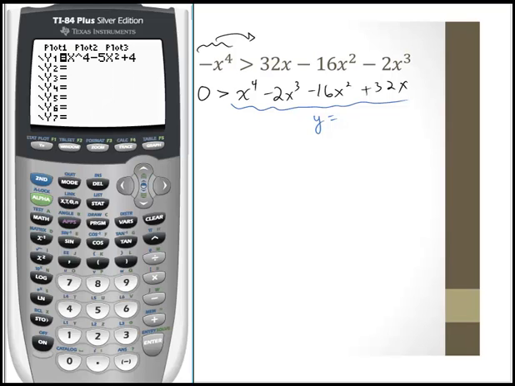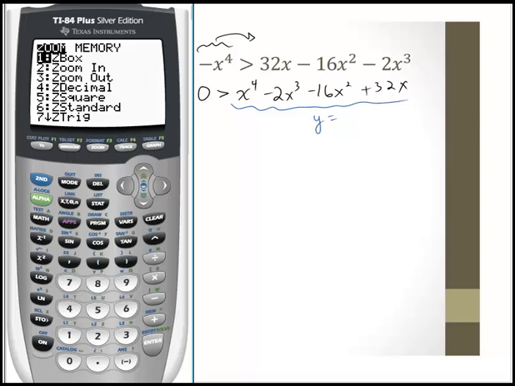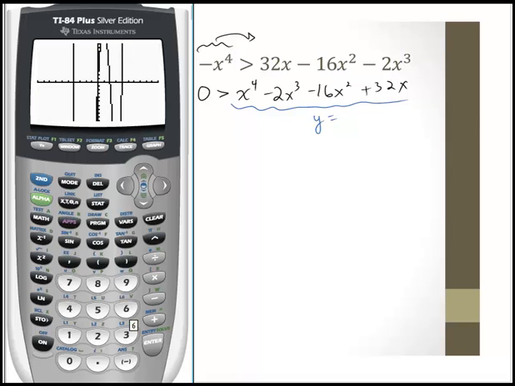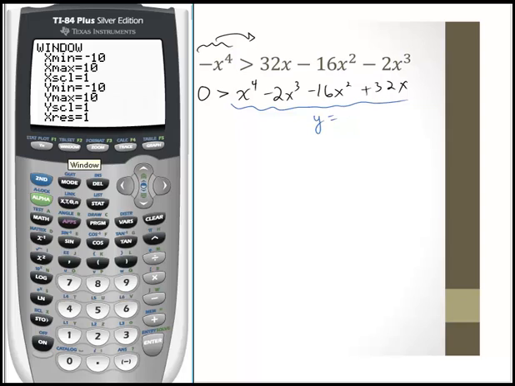Alright, so I've got my calculator, and my y equals is x to the fourth minus 2x to the third minus 16x to the second plus 32x. Make sure I type that in correctly. That looks good. And I'll go back to my standard window by hitting zoom 6. And it looks like I've got 1, 2, 3, 4 x-intercepts. It looks like it's going way above y equals 10 and way below y equals negative 10. So let me adjust my window.